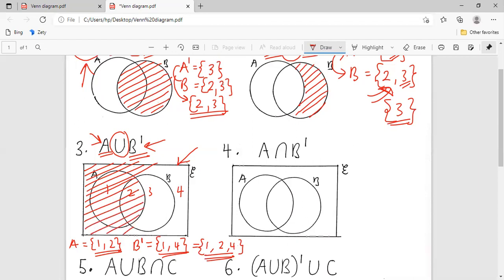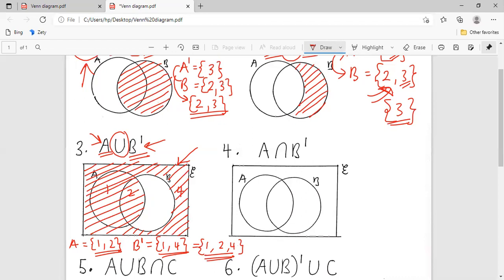So basically this is how we shade Venn diagrams that involve the universal set. The only part which is not shaded is number 3 because we don't have 3 here. So the region for 3 will remain empty.